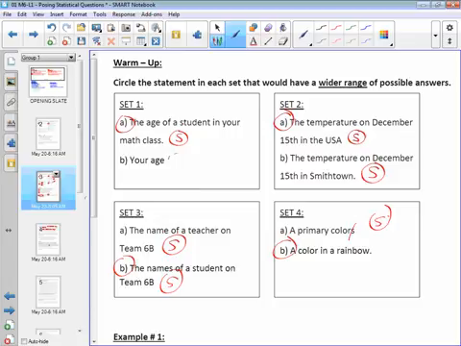A color in a rainbow. Is there more than one possible answer? Statistical. Got it? Just your age is the only one that's not statistical. But guys, if you get hung up, you've got to ask yourself that question: is there more than one possible answer? If there is, it's statistical. Go back to the fundamental of what a statistical question is. More than one answer. Okay.